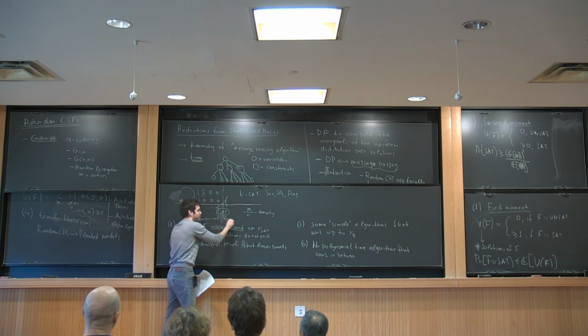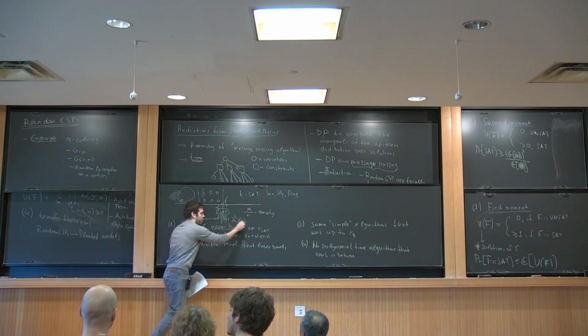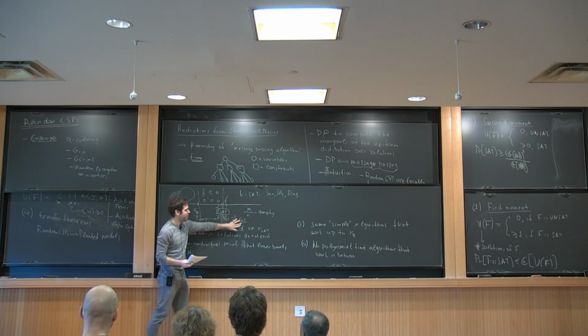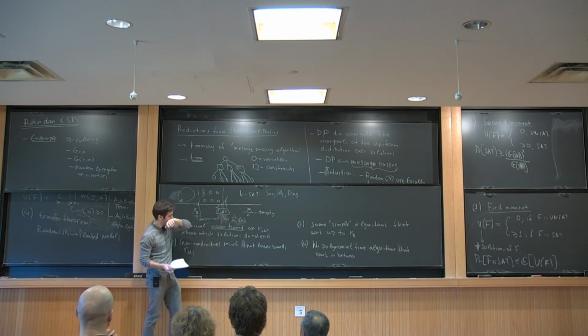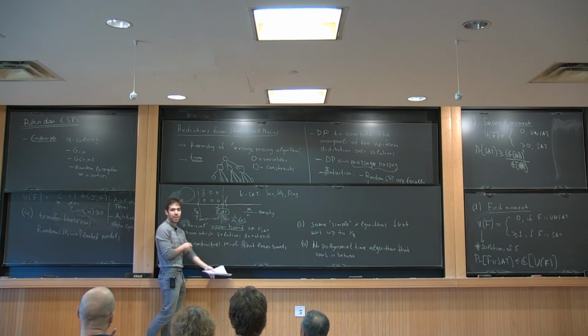So for k-SAT, the number is something like 2 to the k times log 2, something like this, up to multiplication by 1 plus little o of 1. It does not depend on n. It only depends on k.